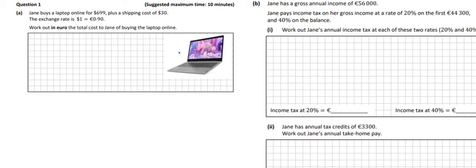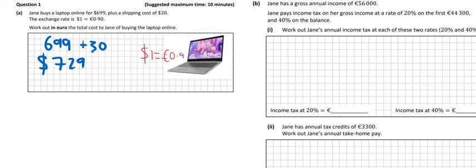So Jane buys the laptop for 699 US dollars, and then the cost of shipping is 30. So you have to add them together first of all to find out what the total cost is. That's 729 in US dollars. The currency exchange rate then is one US dollar is equal to 90 cents.